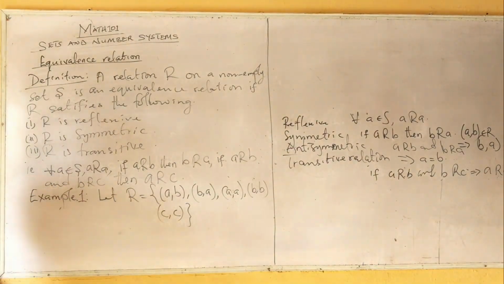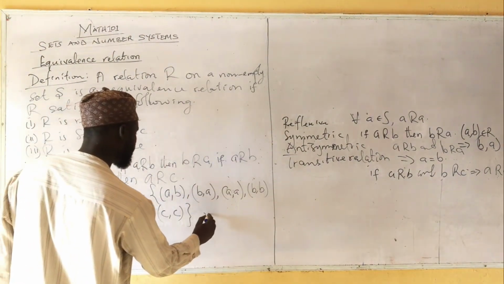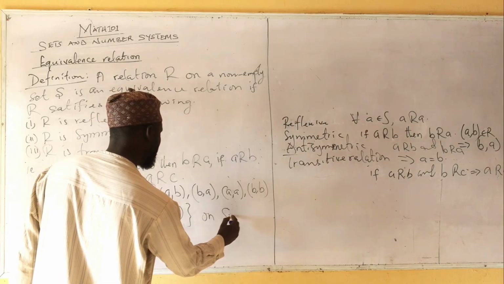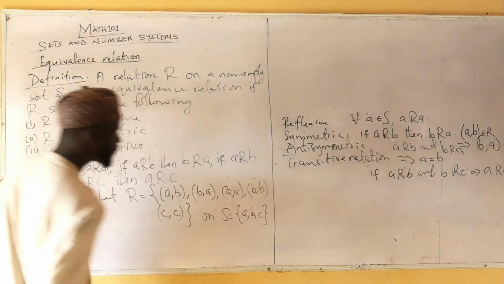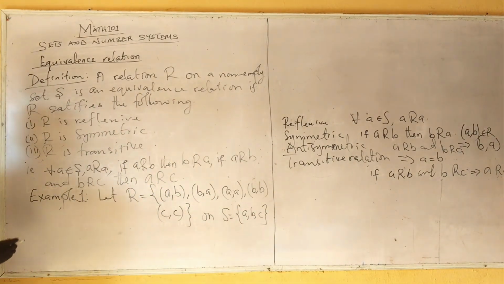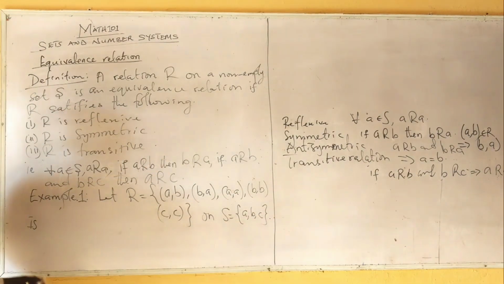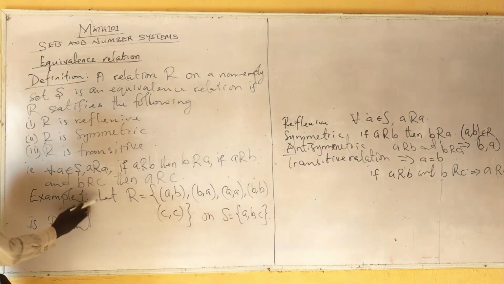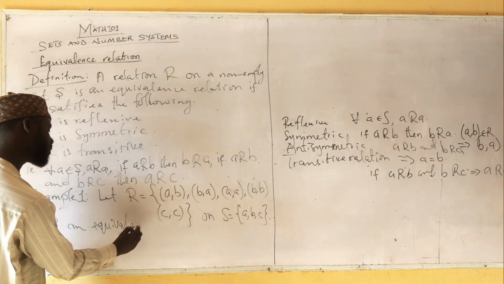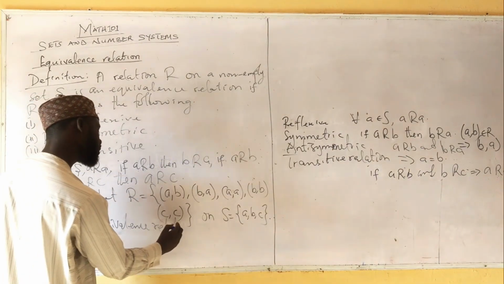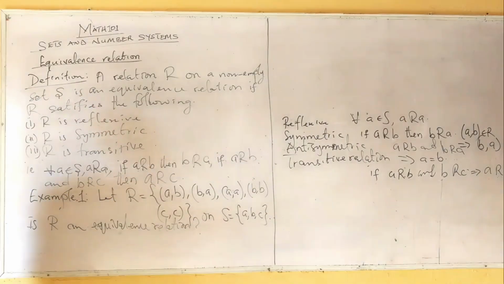So this relation, consider it on S, a non-empty set equal to {A, B, C}. The question is, is R an equivalence relation? Is R an equivalence relation?